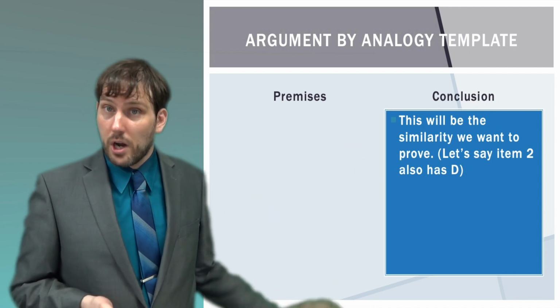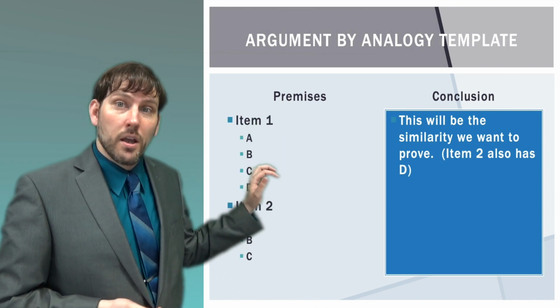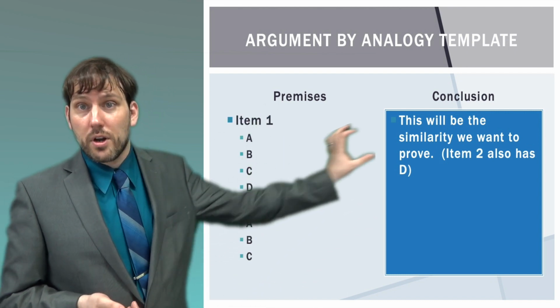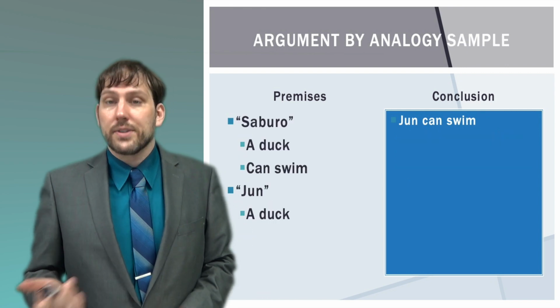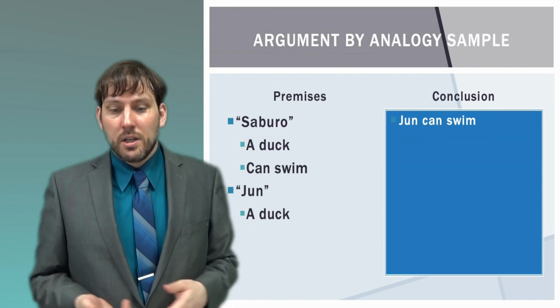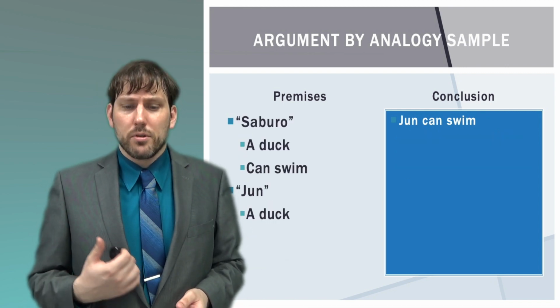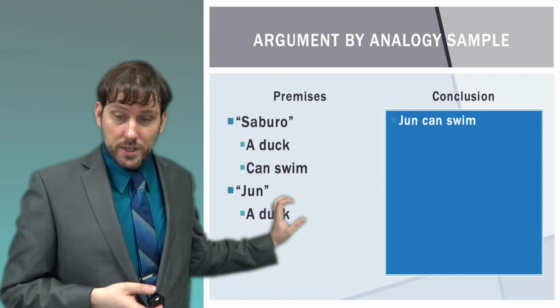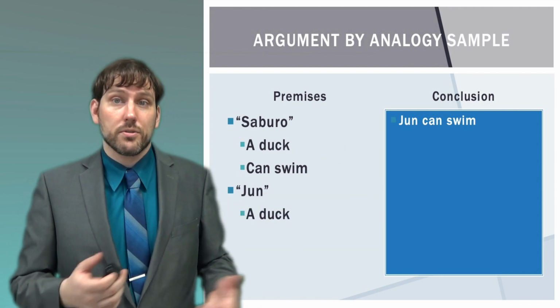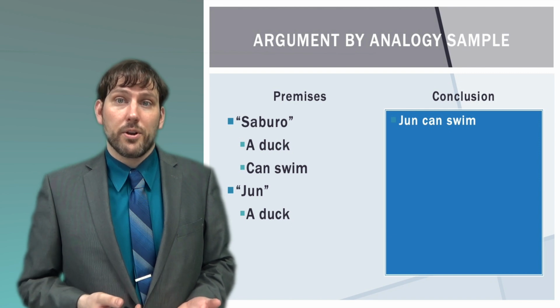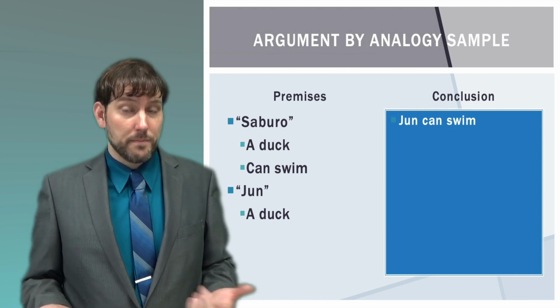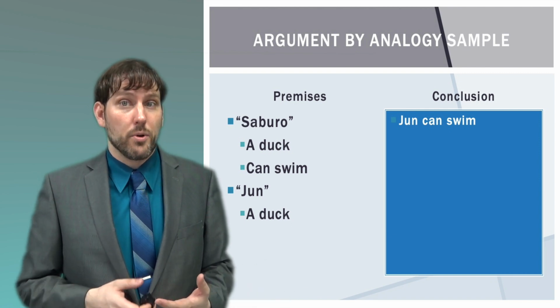For the premises, for item 1, we'll have A, B, C, D. For item 2, we'll have A, B, C, and we're trying to say D about item 2. As an example, so let's say we have Saburo. Saburo is a duck. Saburo can swim. So we have Jun, who's another duck. Our conclusion, Jun can also swim. So this is the concept here, is that we said, well, they're both ducks. One of them can swim, so probably the other one can swim too.